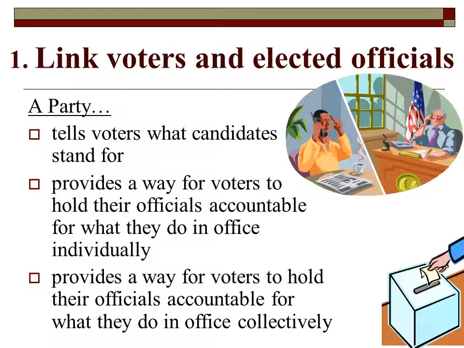Number 1, they link voters and elected officials. In other words, a party is going to tell voters what candidates actually stand for. The voter themselves might not know very much about a candidate, but if they can identify that a candidate is affiliated with a certain political party, they may think that they know something about that candidate. This is simply if you are driving down the road and you see a sign on the side of the road that says, elect Smith for Congress, and it says Democrat at the bottom. You think you know something about Mr. Smith because of the fact that it says Democrat at the bottom of his sign.